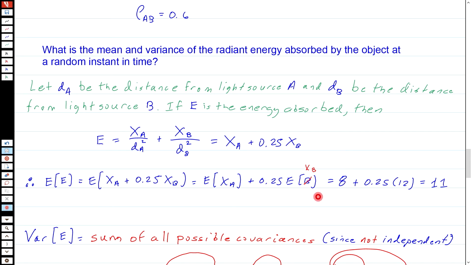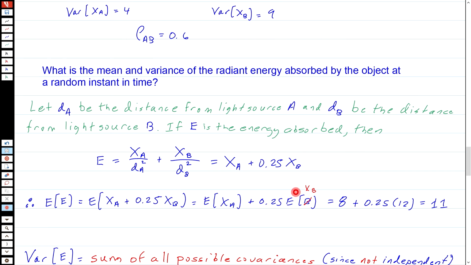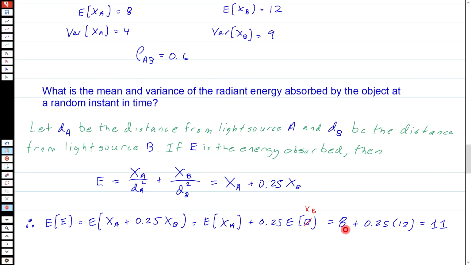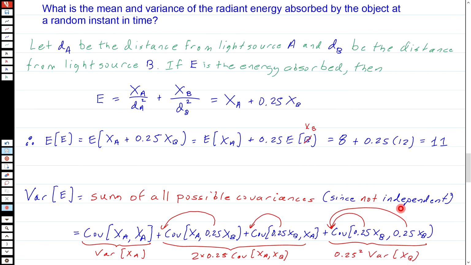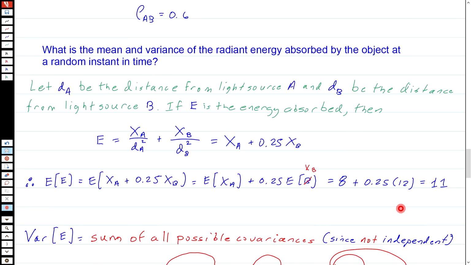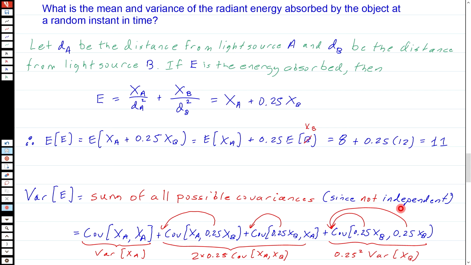Okay, so basically plugging in the numbers, we know the mean of XA is 8, and the mean of XB is 12, so it's 8 plus 0.25 times 12, which is 11, for the mean radiant energy absorbed by the object. Okay, the next question is, what is the variance of the radiant energy absorbed by the object?